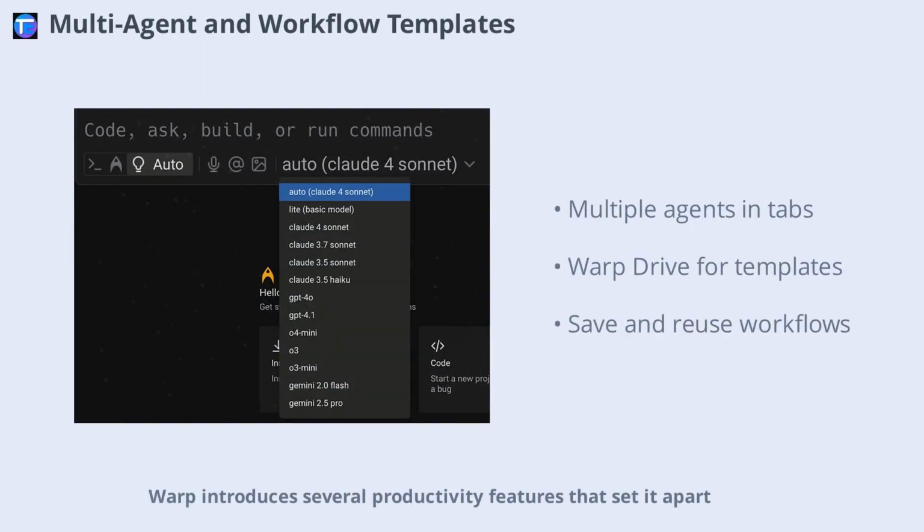Warp introduces several productivity features that set it apart. You can open multiple tabs, each running its own agent for different tasks, like coding in one and debugging in another. Warp Drive lets you store and reuse long prompt templates, making repetitive tasks a breeze. Workflow templates allow you to save complex terminal commands or even natural language instructions, so you can quickly execute them without retyping. These features streamline your workflow and help you stay organized.